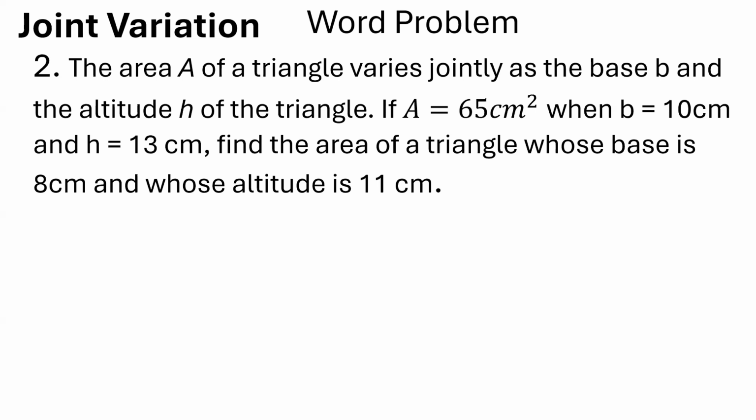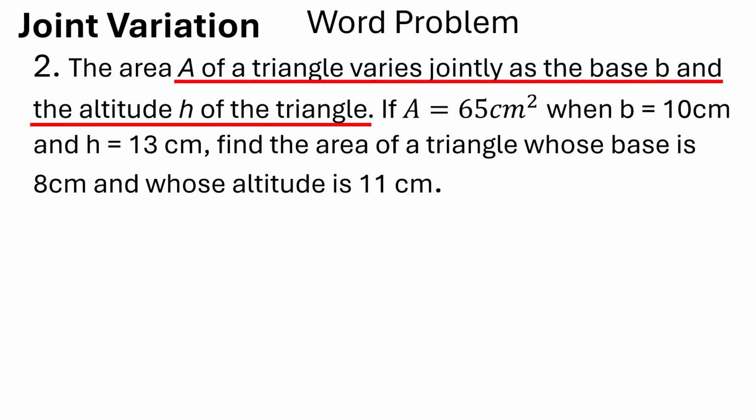First, let's try to find the general equation. Here, the area of a triangle varies jointly. We know that A is equal to k multiplied by the base and the altitude of a triangle. Another word for altitude is the height of a triangle. So A is equal to kbh.